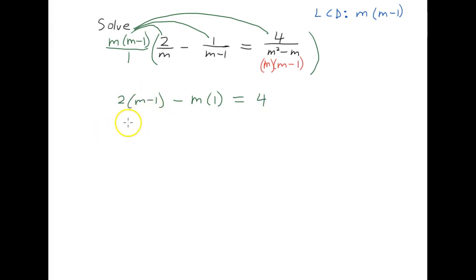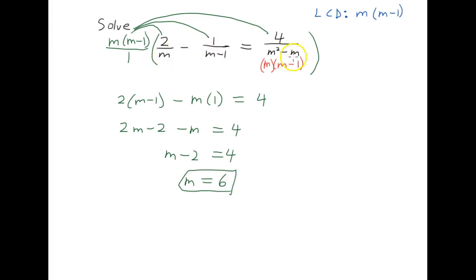All right, now let's distribute this. This is 2m minus 2 minus m equals 4. So that gives us m minus 2 equals 4. And then add 2 to each side. m equals 6. And we'll just check it real quick and make sure that doesn't make the denominator 0 in any of the denominators. No, it doesn't.